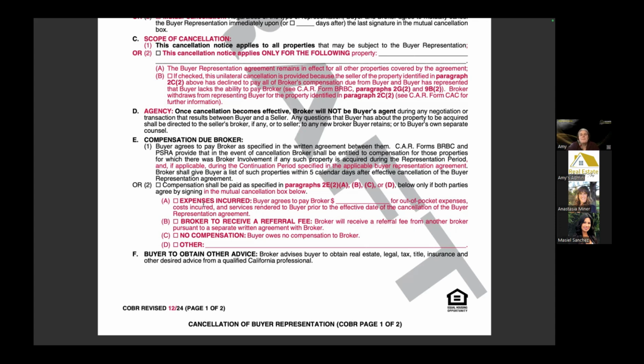So this would be, hey, buyer agrees to pay broker X number of dollars for actual expenses incurred. That'd be A. B is broker to receive a referral fee. Broker will receive a referral fee from another broker pursuant to a separate written agreement. So maybe they decide to purchase outside of your purchase zone or with another agent, and they said, yeah, we want to use this one, but we'll pay you a referral fee. No compensation is C, and then D is other. Any questions about this cancellation form so far?